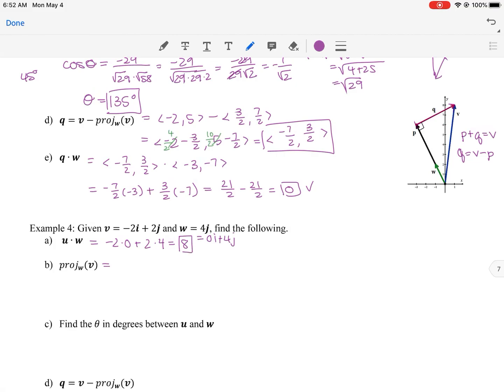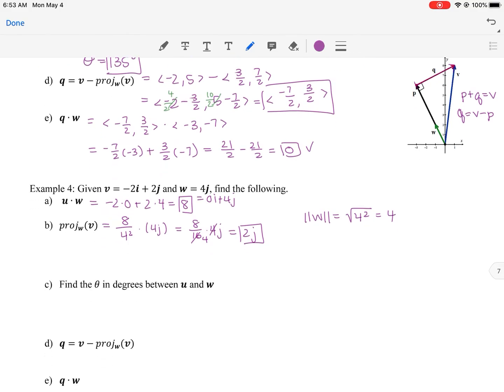Okay, projection of V onto W. We're going to take that dot product, which is 8, and divide it by the magnitude of W squared, which is simply 4 squared, times our vector W, which is just 4j. So we'd have 8 all over 16 times 4j. These would cancel, and we'd be left with 2j. Okay, so that's the projection of V onto W.